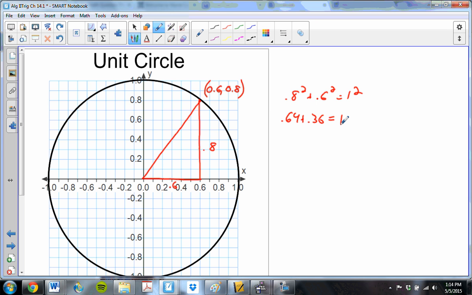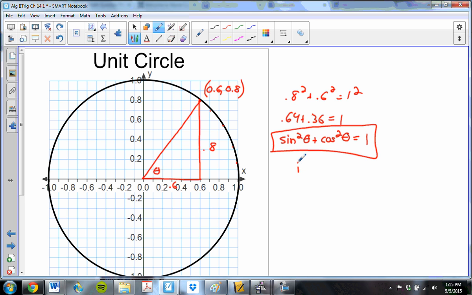But we also know that the x values are cosines and the y values are sines. So x is cosine and y is sine. So y squared plus x squared is the same as sine squared plus cosine squared. Whatever your angle theta is, it doesn't matter which point I picked along this circle, sine squared plus cosine squared equals 1. That is called an identity.